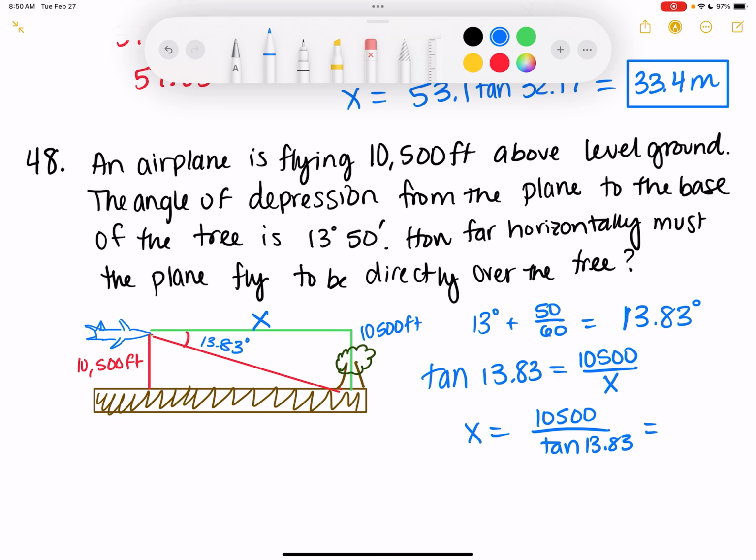42,651.92. Can you say that one more time? 42,651.92. Okay, that's what I thought. I was trying to make sure I registered correctly. And units are feet. Got to make sure we have units on word problems.